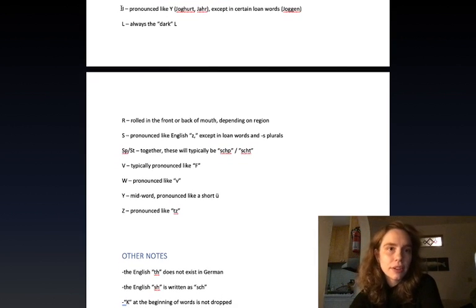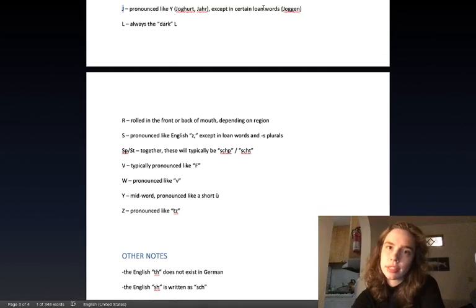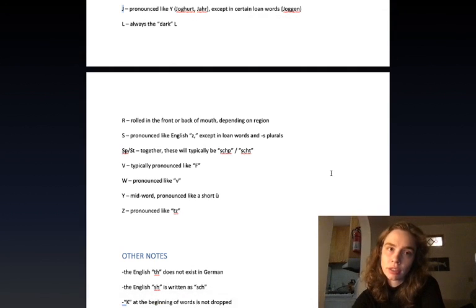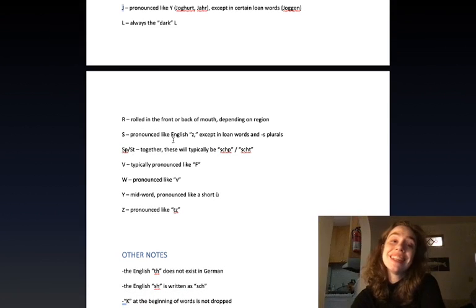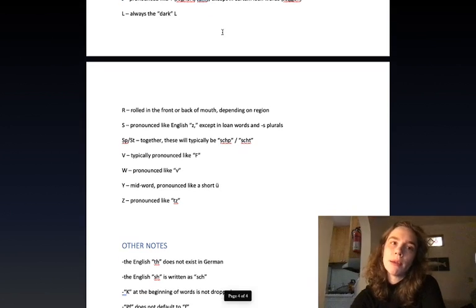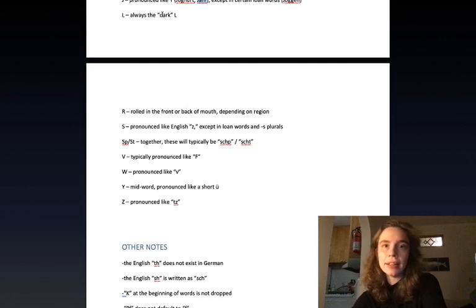J is going to be pronounced like a Y. So Joghurt, ja, except again in loan words. The example I have here is joggen. But in den allermeisten Fällen, or in the majority of cases, it's going to be like a Y.